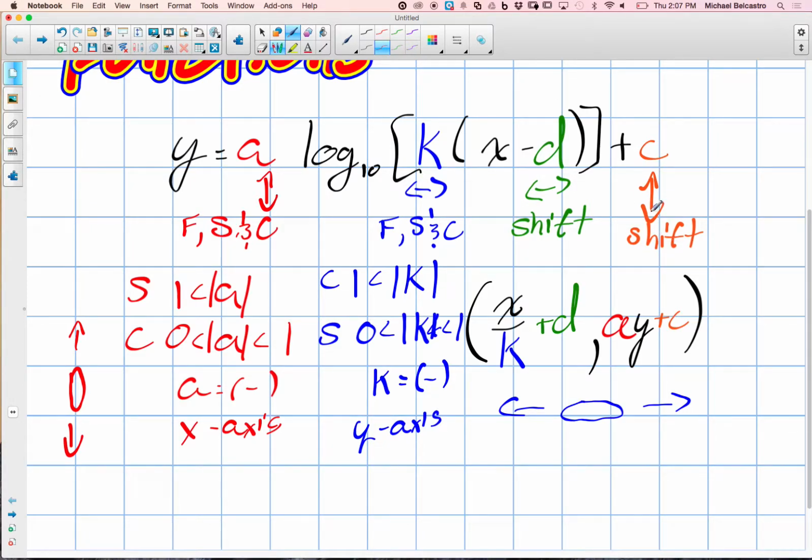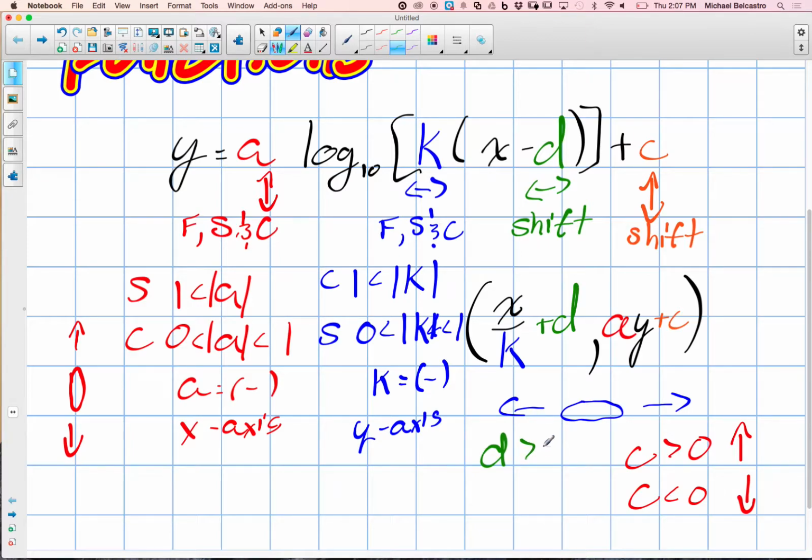All right, let's talk about a vertical shift. Our c value. If our c value is greater than 0, which direction does this shift? Anyone know? Up, yeah. Which means if the c value is less than 0, it goes down. Good.